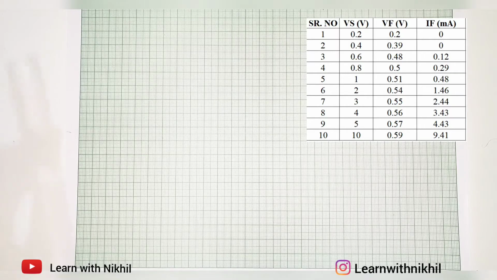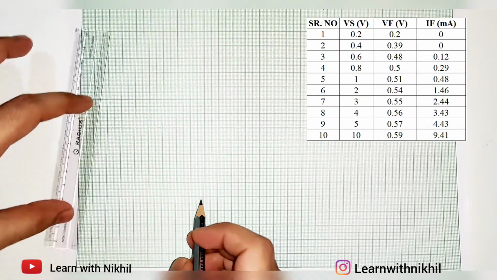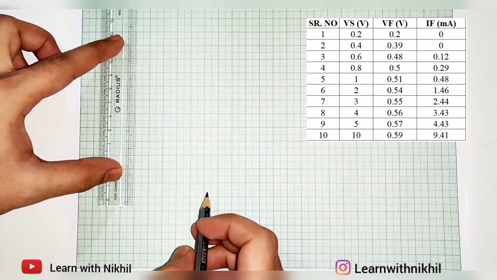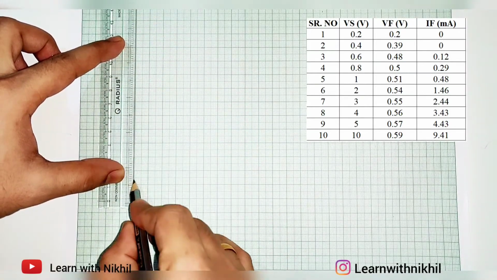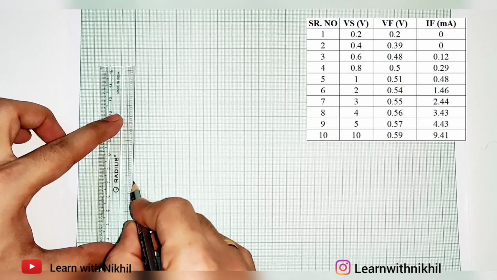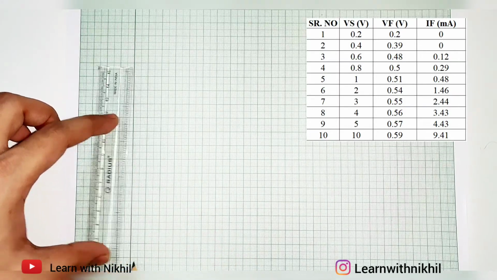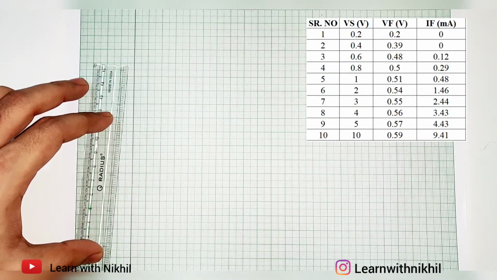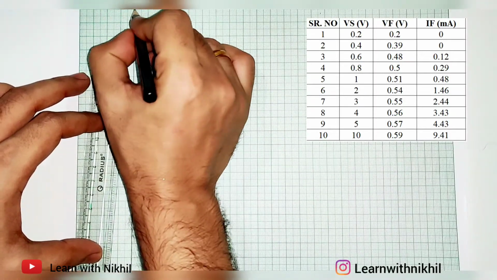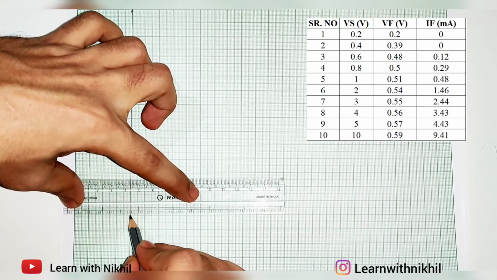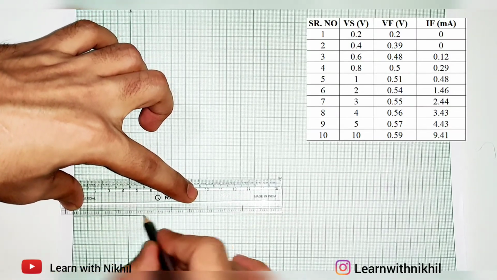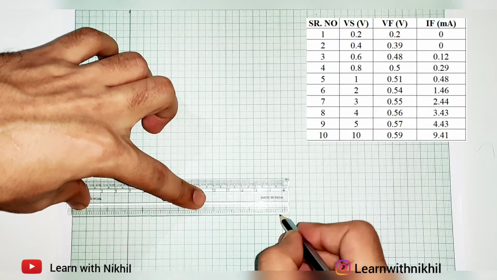Now using these readings we will plot the graph. So we'll just plot the graph of forward bias. Reverse bias doesn't conduct, so we'll not do that. For forward bias we have to draw the graph in the first quadrant as it is positive. So I'll draw the axes here, x-axis and y-axis.